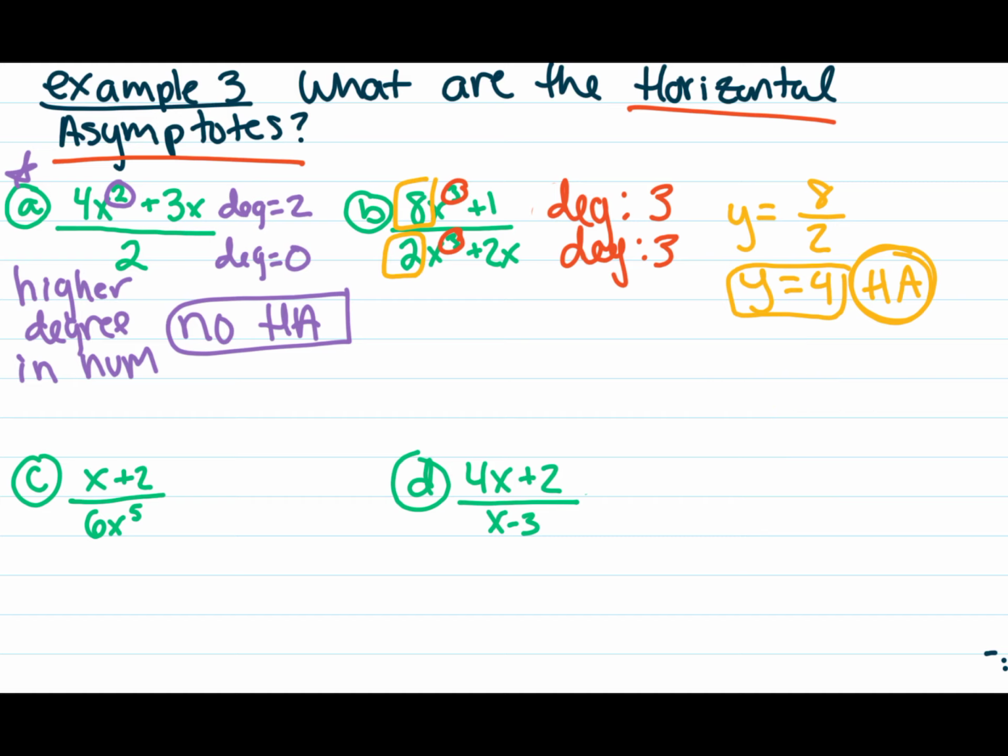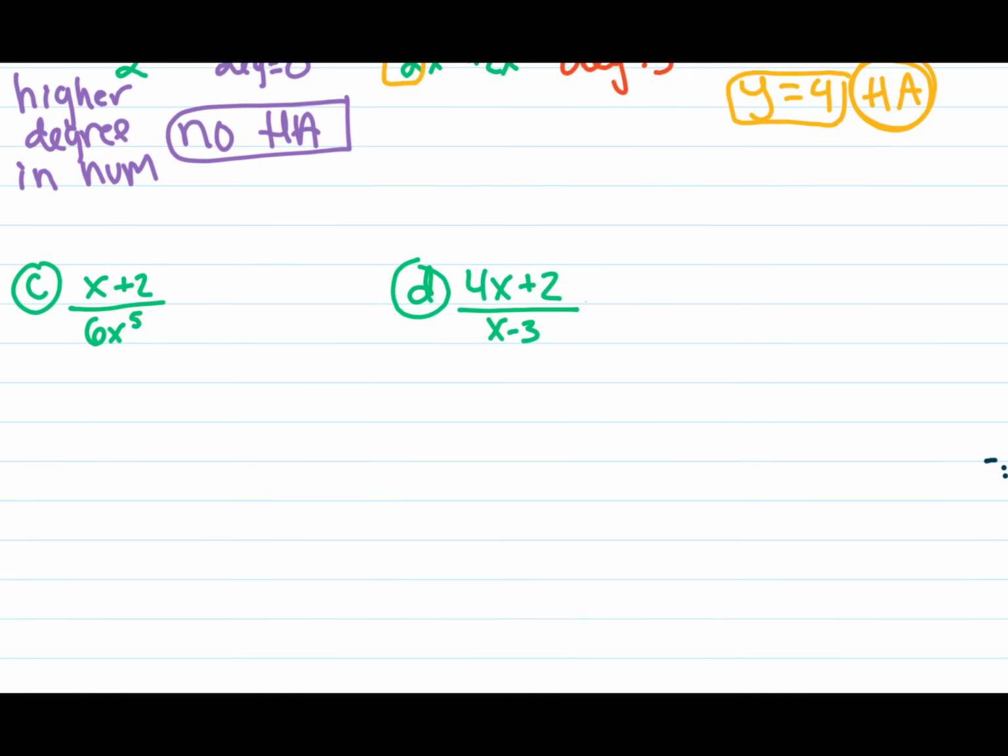All right. If you're feeling good about this and using that chart, I recommend pausing the video and trying the next two on your own and seeing how you do. I'm going to keep on going though. So my degree here is 1. My degree here is 5. I have a higher degree in the denominator.